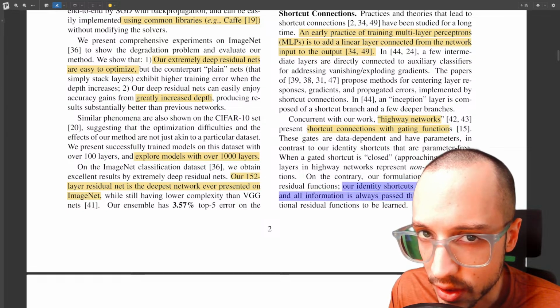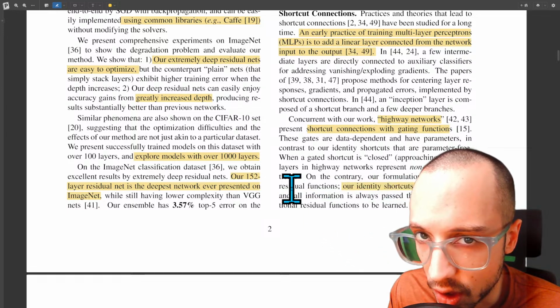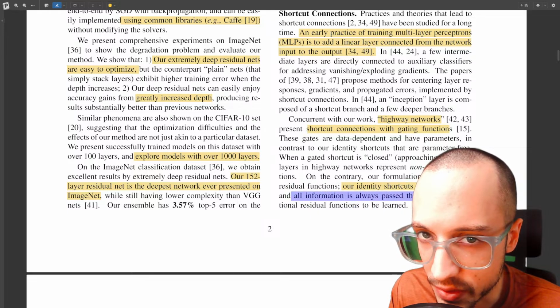Our identity shortcuts are never closed. All information is always passed through.